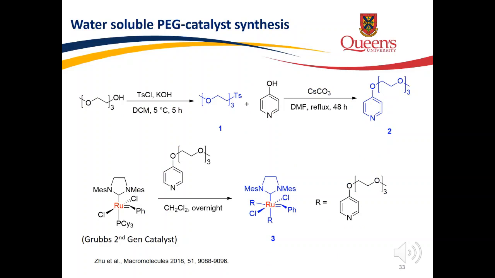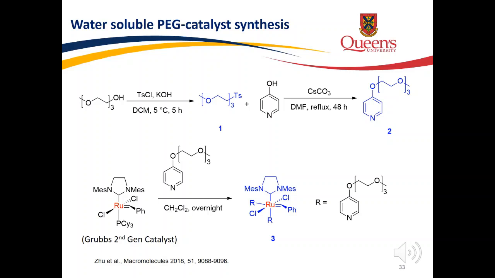And those of you familiar with ROMP may know that in the early days, ROMP catalysts were very moisture sensitive, very intolerant of even polar monomers, but there's been a lot of progress made. We started with a Grubbs second generation catalyst. The first thing we needed to do was put a ligand on it that was water soluble to make the whole catalyst water soluble. So we took a functional PEG group, we tosylated it, and we ended up with this ligand here.